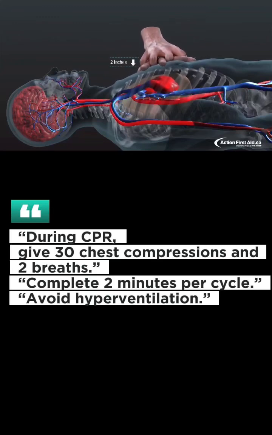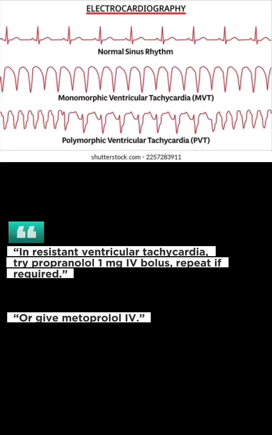Ventilation rate should be 100 to 120 per minute. Depth should be 5 to 6 centimeters. Allow full chest recoil. Minimize interruptions in between. Avoid hyperventilation.